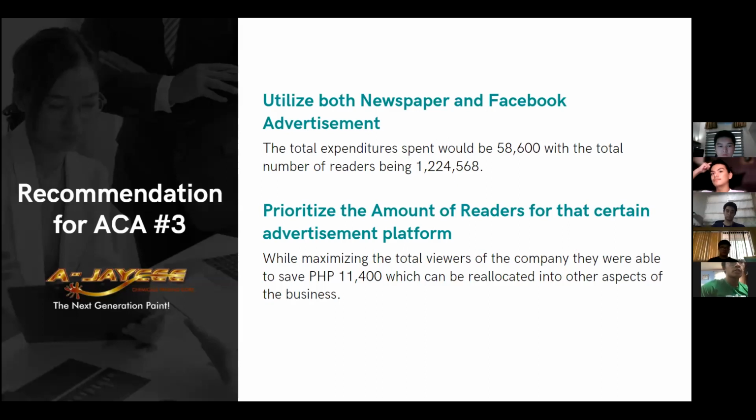Seeing how cheap a newspaper ad would cost for the company, the group decided that it should also be supplemented by Facebook ads, which come at a cheaper price while still having the same reach regarding its audience. Next slide, please.